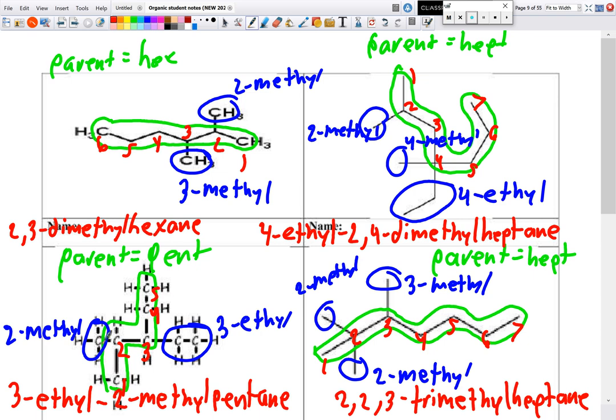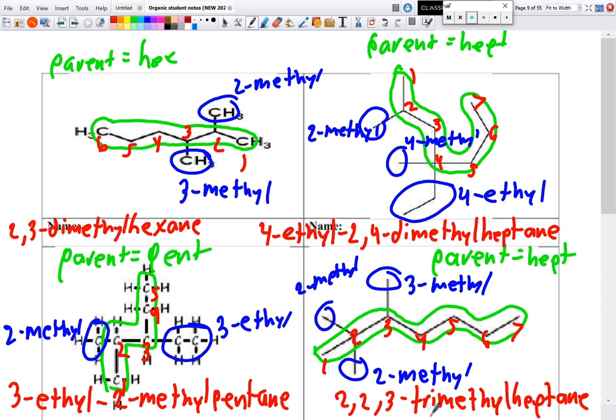Now, if you took it and went straight across the middle, that's also fine. I just wanted to show you that you don't go across the middle every single time, so I went zigzag up like that. But you still should have gotten 3-ethyl-2-methyl pentane. And finally, the last one goes right across the middle for heptane. We see methyls off carbon 2, 2 on carbon 2, and 1 on carbon 3. So we write 2,2,3-trimethyl because there's 3 of them, and heptane at the end.